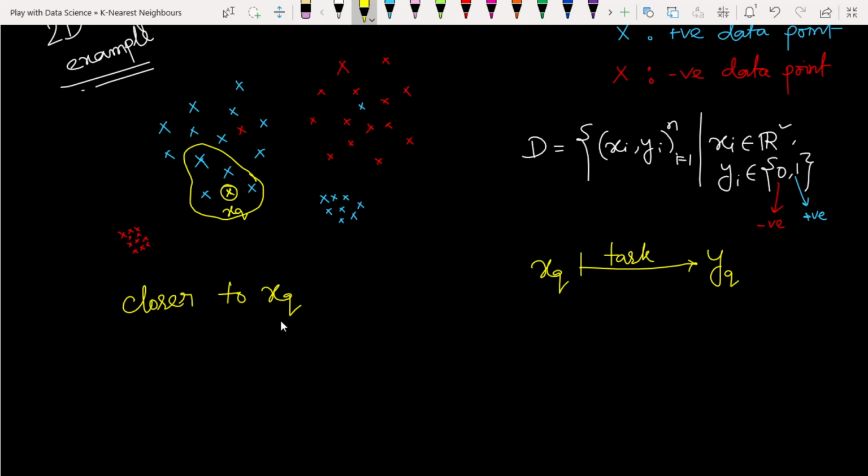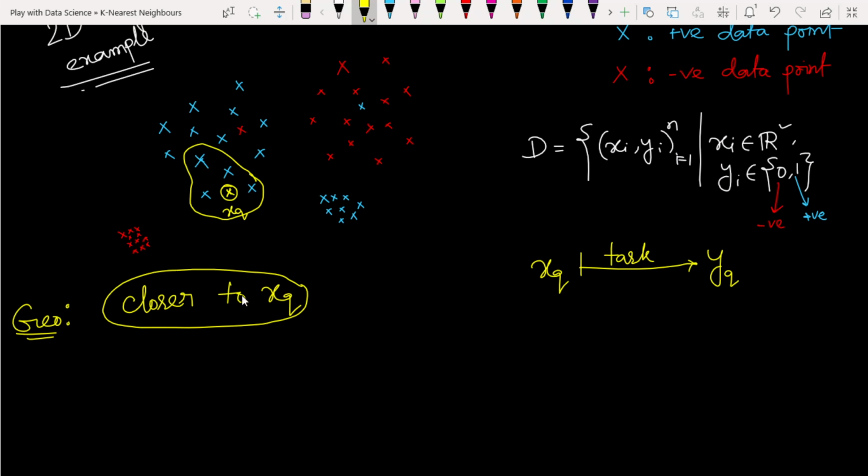This is the sample we have seen, and in our data set we know the class labels of these points. If we look at the class labels of the neighbor points, the neighbors are positive here. So we can easily conclude that the class label of the xq point may be positive. This is the simple geometric concept.